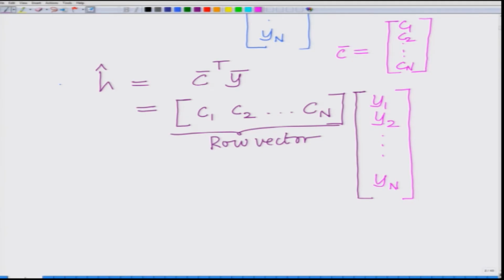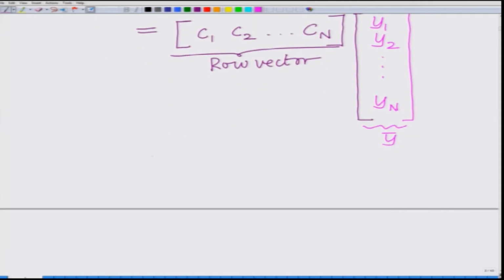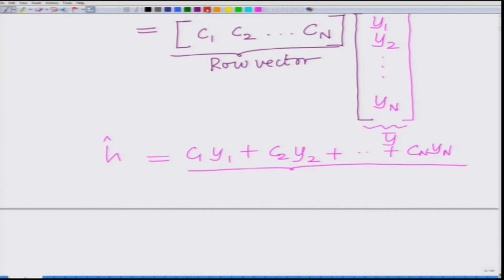y 1, y 2, y n, that is y bar, is an n dimensional column vector. Therefore, C bar transpose y bar will be equal to, so your H hat equals C 1 y 1 plus C 2 y 2 plus so on up to C n y n, and as you can see this is linear because this is a linear combination. So, we are obtaining the estimate by a linear combination of the observations.